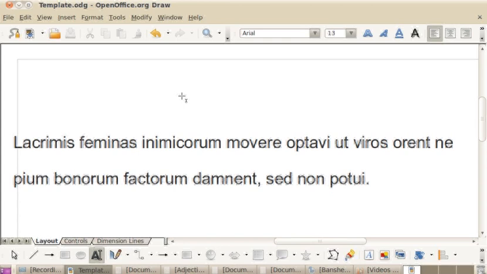All right, so here we have our sentence from this afternoon in class. This is the second half of our sentence, question 7 of Moreland and Fleischer's Unit 5 exercises. Lacrimis feminas inimicorum movere optavi, ut viros orent, ne pium bonorum factorum damnent, sed non patui.